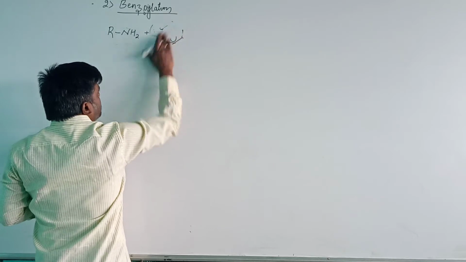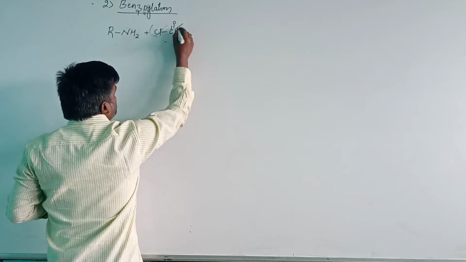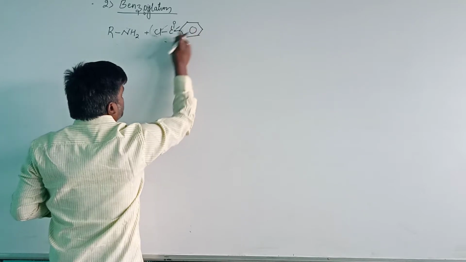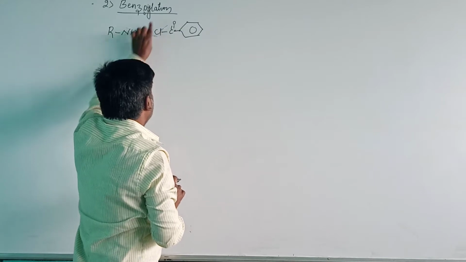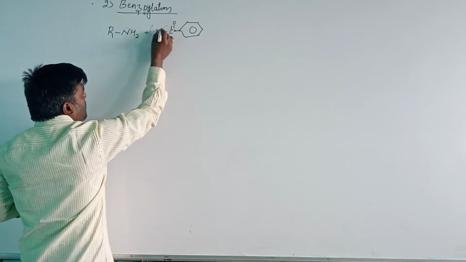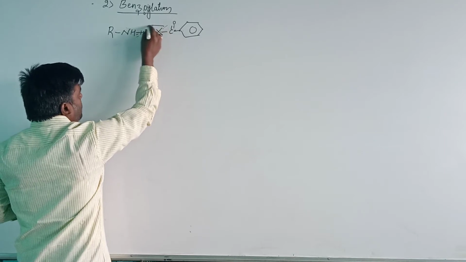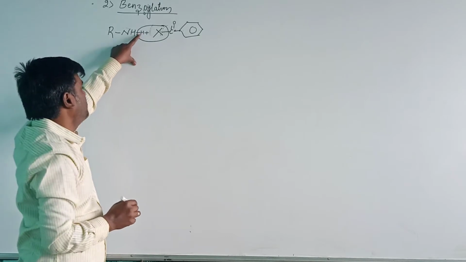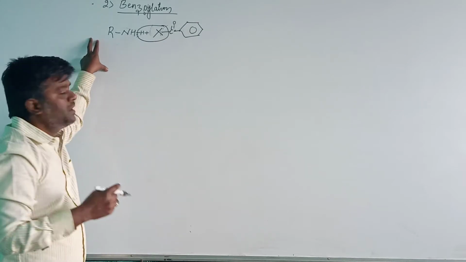Directly we can write Cl, C double bond O. We can write it like this also. This is the benzoyl group, and this is totally the benzoyl halide. When one of the hydrogens reacts with the halogen and undergoes substitution, the replacement of hydrogen by a benzoyl group is known as benzoylation.